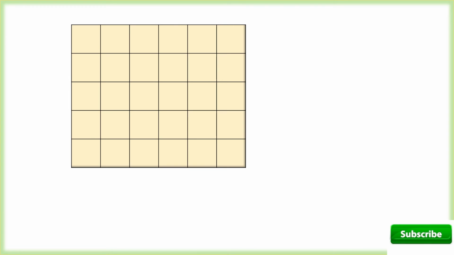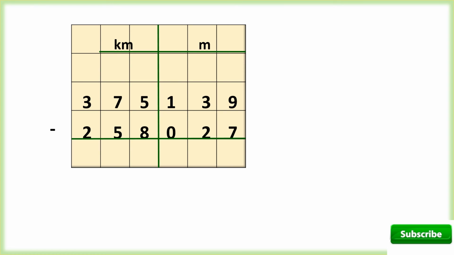Children, let us do one more sum. Kilometers and meters. Children, we will start subtracting from the meters column. 9 minus 7 is 2. 3 minus 2 is 1. 1 minus 0 is 1.